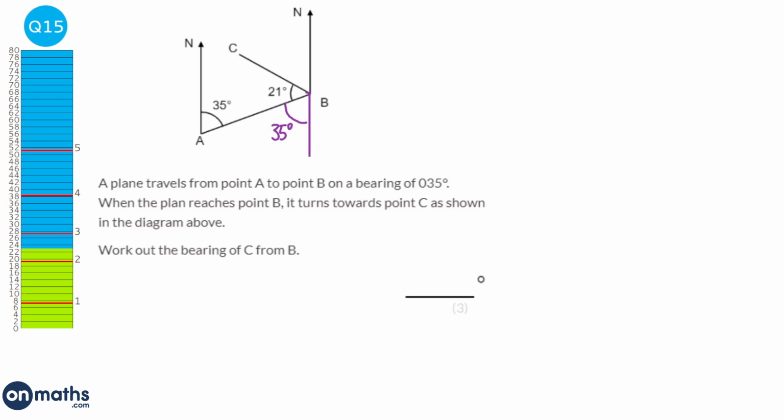The question asks to find the bearing of C from B. So we're at B and we're finding the angle that C makes from north going clockwise. Well, it's going to be this angle here we're looking for. We already know this side is 180 degrees because it's a straight line. We've got the 35 degrees there, and we've got the 21 degrees. So it's going to be 180 plus 21 plus 35. It doesn't matter which order we add them, which will equal 236 degrees.